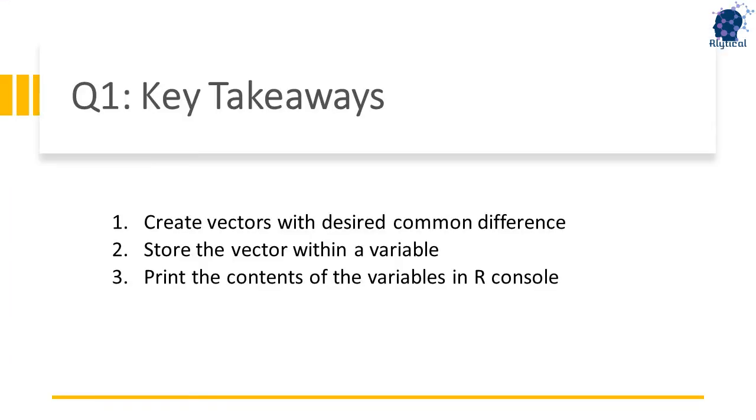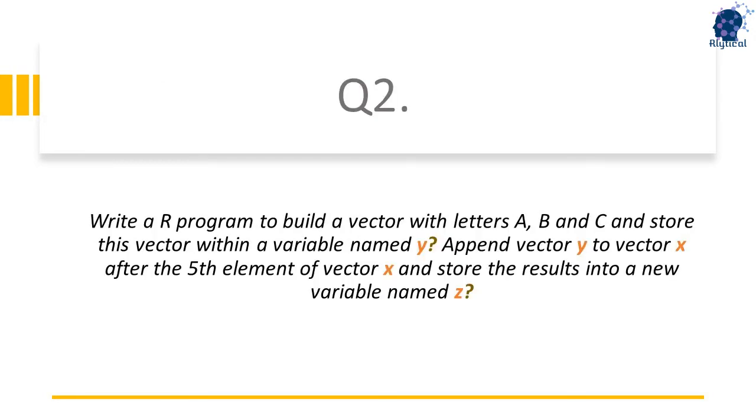Let's summarize what we learned. We learned to create vectors and essentially to create vectors with a desired common difference. We learned to store the vector to a variable and finally learned to print the contents of the vector in our console. Let's move to question number 2.